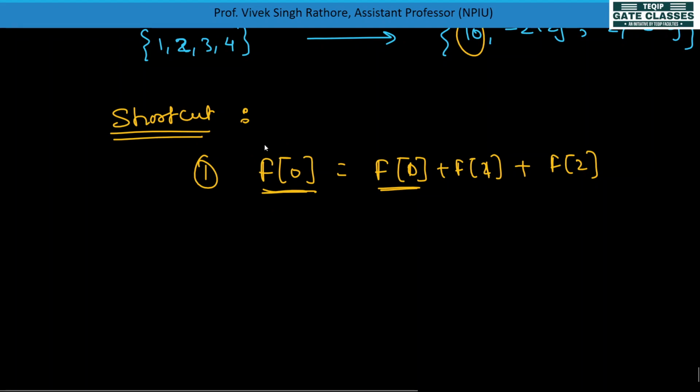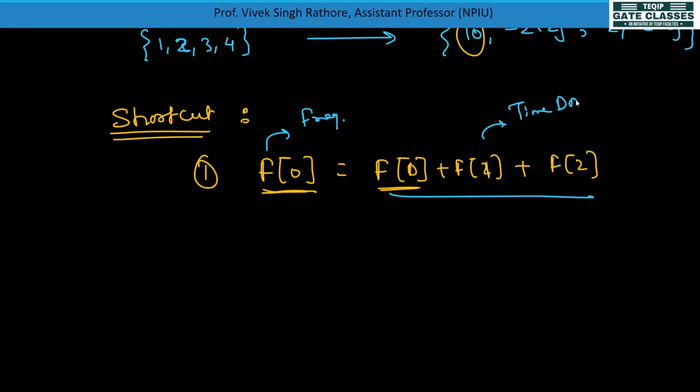If I tell you, this is the DFT value, so this is in the frequency domain, and these all values are in the time domain. So what we are doing is adding all the values to get the f of 0 in the frequency domain. This you need to remember.